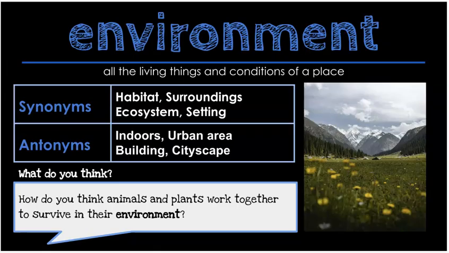Some synonyms might be habitat, surroundings, ecosystem, or setting. Some antonyms might be indoors, urban area, building, or cityscape. It was difficult to find antonyms for environment. What do you think? How do you think animals and plants work together to survive in their environment?